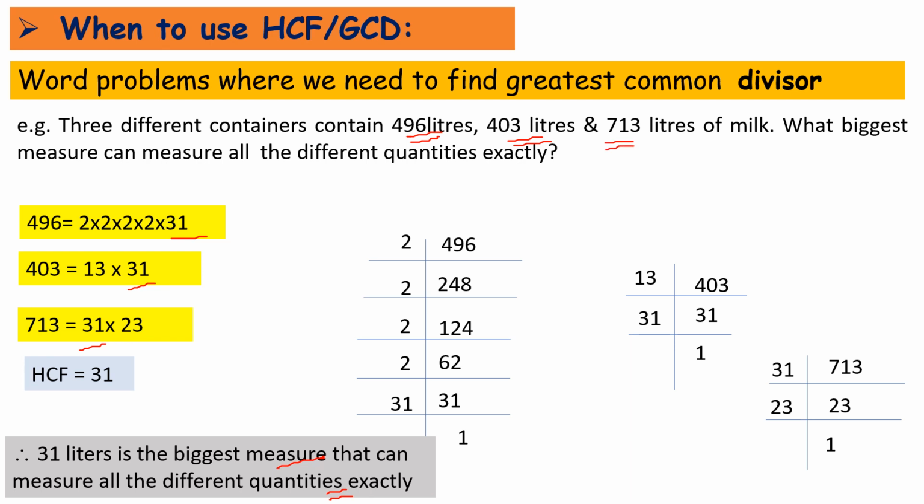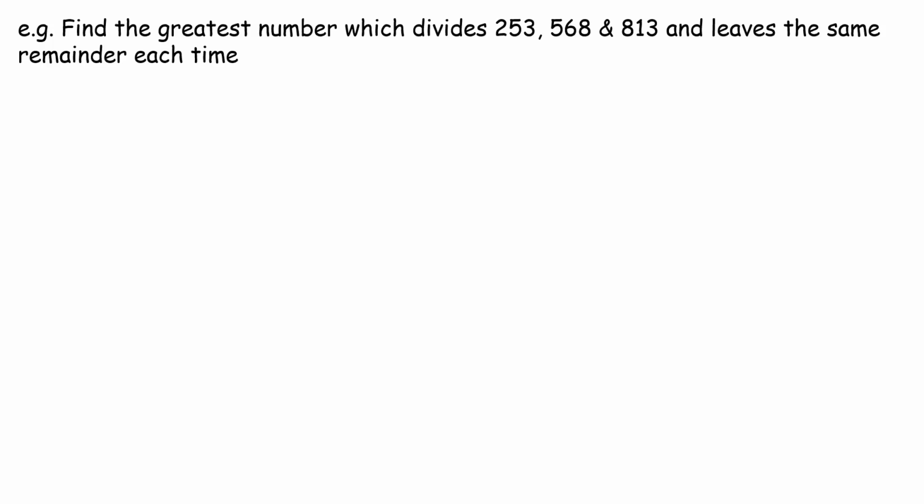There won't be any remainder of milk in the container. Hope it is clear. Now let's see another example. Find the greatest number which divides 253, 568, 813 and leaves the same remainder each time. HCF, if you remember, means we are supposed to find the divisor, the denominator.